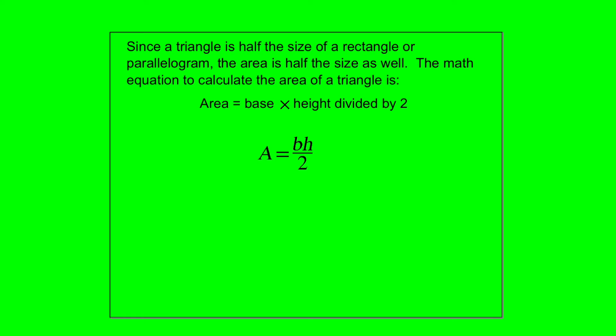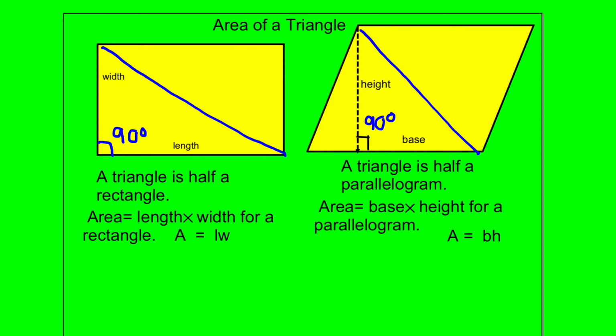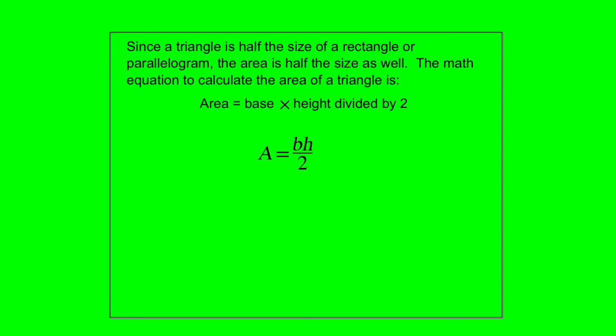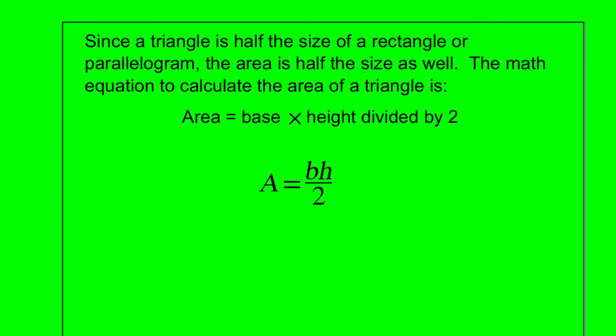Basically, we base that equation off the idea that the area of a parallelogram is the base times the height. So the area of a triangle, since a triangle is half of a parallelogram, is the base times the height divided by 2. That's the math equation we use to calculate the area of a triangle. So let's use that to calculate the area of a triangle.